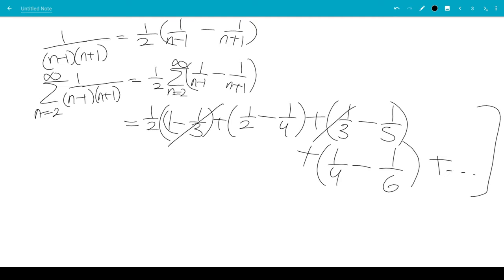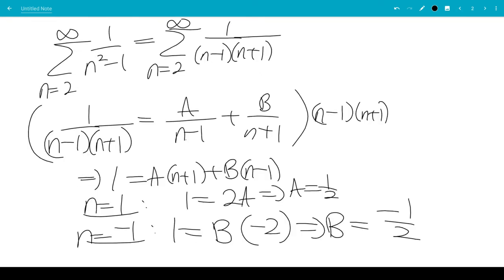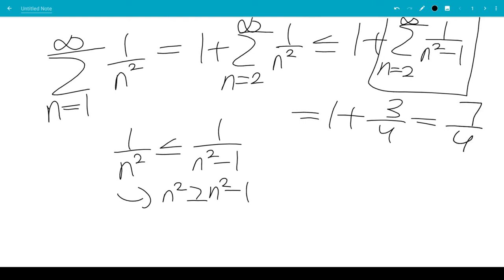1/3 and minus 1/3 will cancel, minus 1/4 and 1/4 will cancel, and so on. The only things that don't cancel are 1/2 times 1 plus 1/2, which is 1/2 times 3/2, which is 3/4. So we have that this is equal to 1 plus 3/4, which is equal to 7/4.